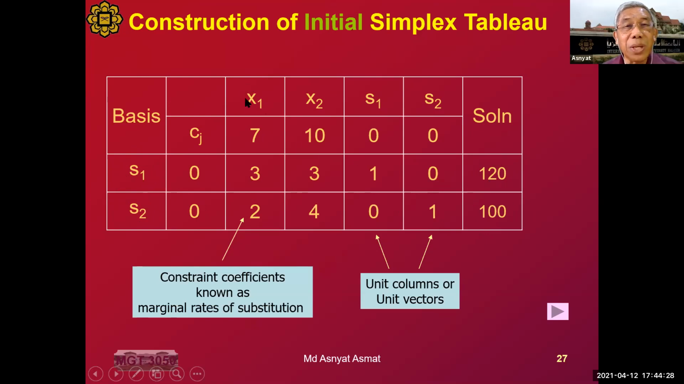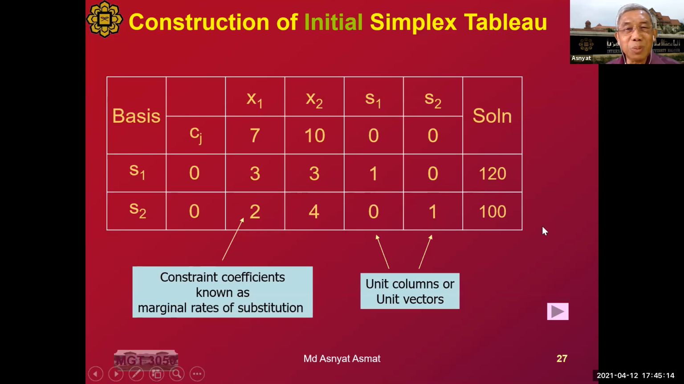We say X1 is non-basic, right? Non-basic, equal to 0. X2 is also non-basic, equal to 0. Anything not in the basis column becomes a non-basic variable. Any variable in the basis column, we refer to as a basic variable. Does it make sense? If X1 is 0 and X2 is 0, we do nothing, right? We produce nothing. So that means your carpentry hours unused, 120. Your painting hours, S2, unused, 100 hours, not used.